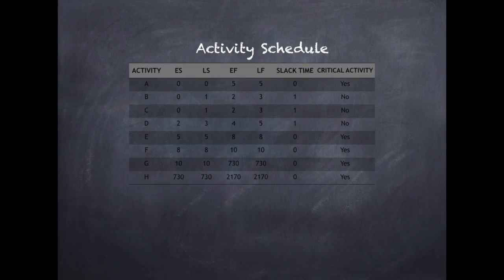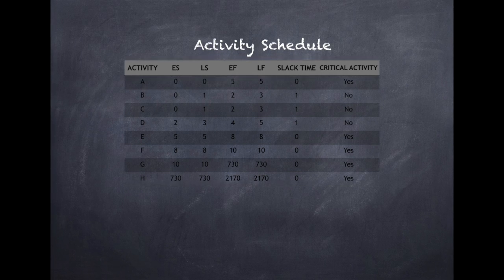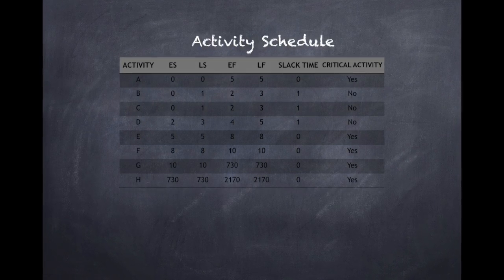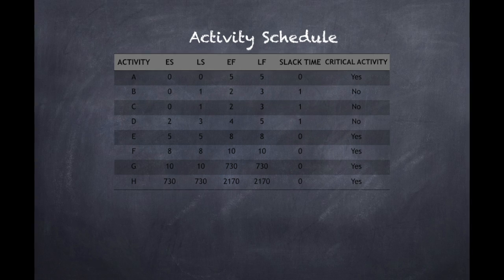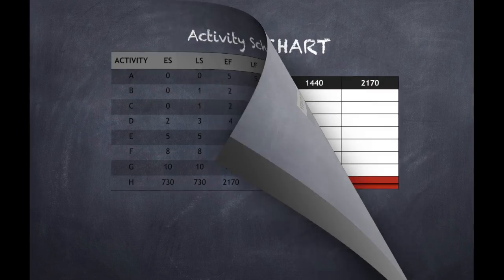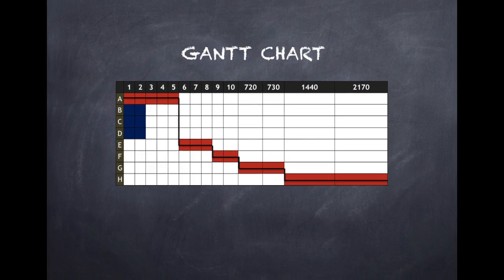This activity schedule shows the results of both forward and backward passes that we did earlier. It also shows the critical activities and the slack time that we can take during the project. This Gantt chart represents the critical path.